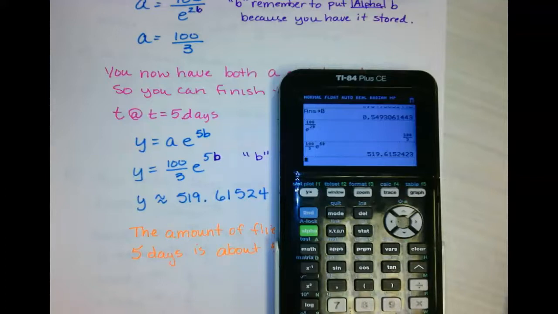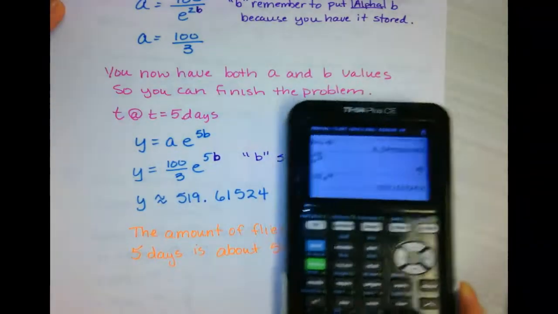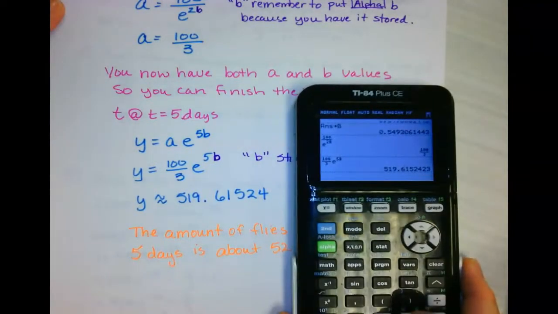So like anything else, this is an application problem, and it doesn't make sense to count half or part of a fly. So if I'm writing my answer for this, I would probably say the amount of flies after 5 days is about 520 because it's a little over 519. But it would have also been acceptable to say the amount of flies after 5 days is about 519. It all depends on how you round, but you just definitely don't want to leave it as a partial fly.